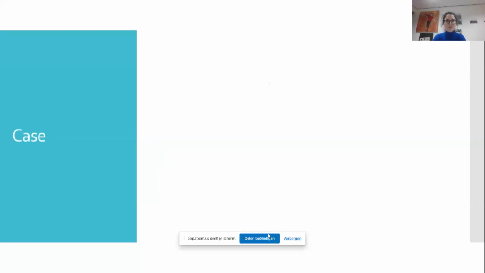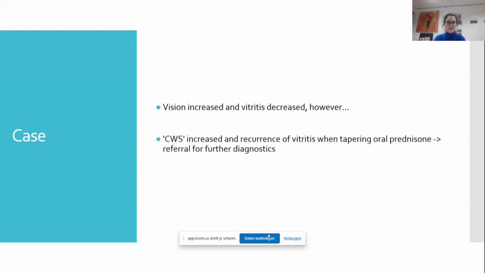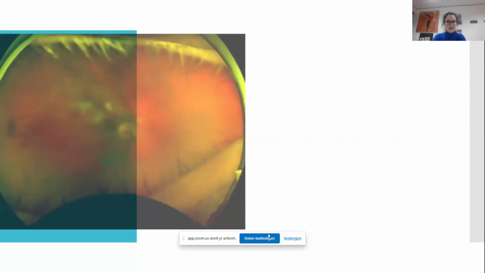However, after starting her systemic prednisolone, the vision increased and the vitritis got better, but the cotton ball spots, or the white lesions they saw in the center, increased and recurred. The vitritis also recurred when tapering the oral prednisolone, and that is why the woman was referred to an uveitis specialist center. And this is the image that we saw.